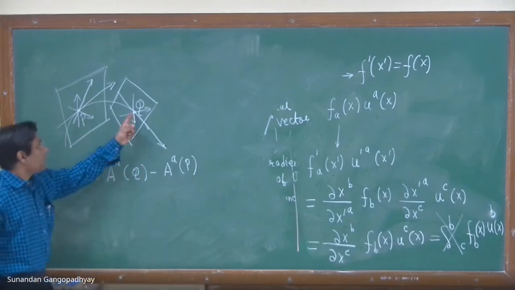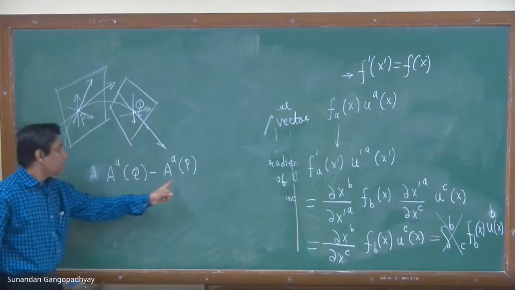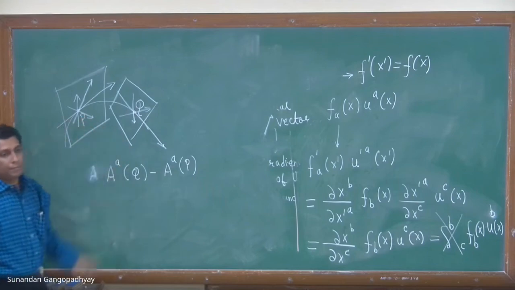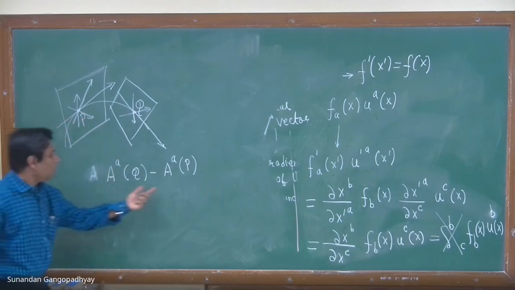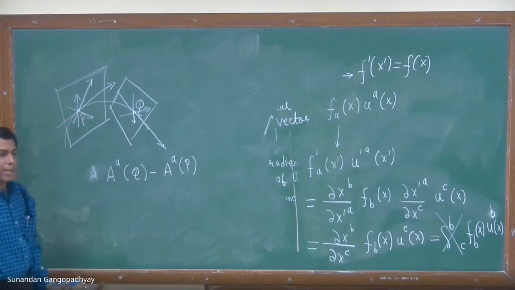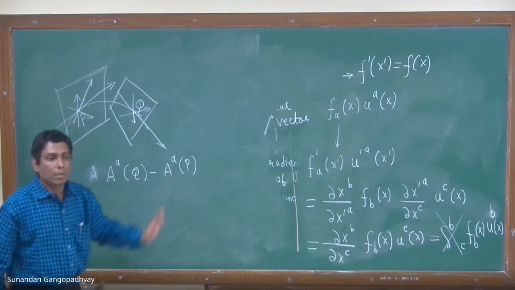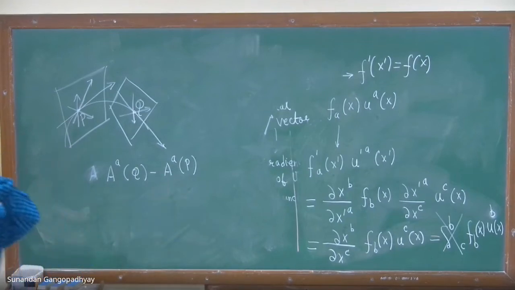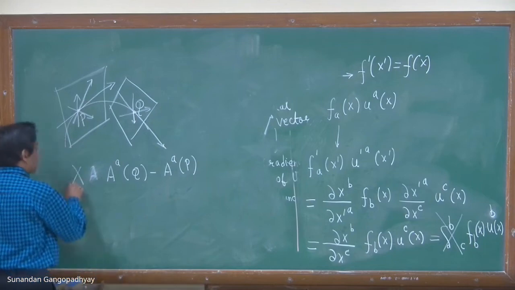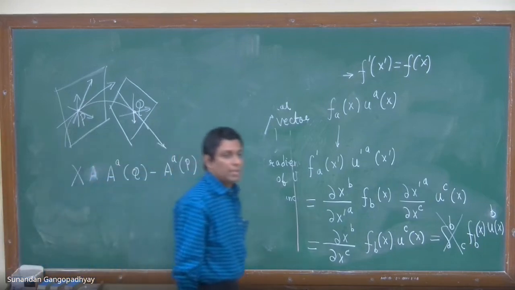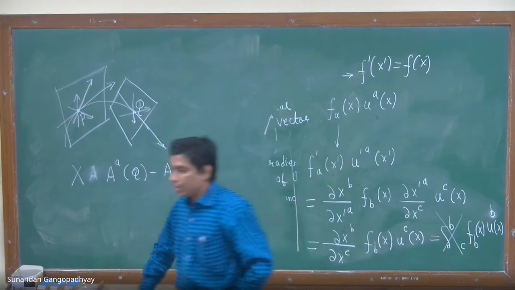This vector is defined at Q, and this vector is defined at the point P. I want to carry out this operation, subtraction of these two vectors defined at two different points on the manifold. The question is, is this a tensorial operation or not? We shall see now that this is not a tensorial operation, because this does not transform like a tensor. Let us prove it.